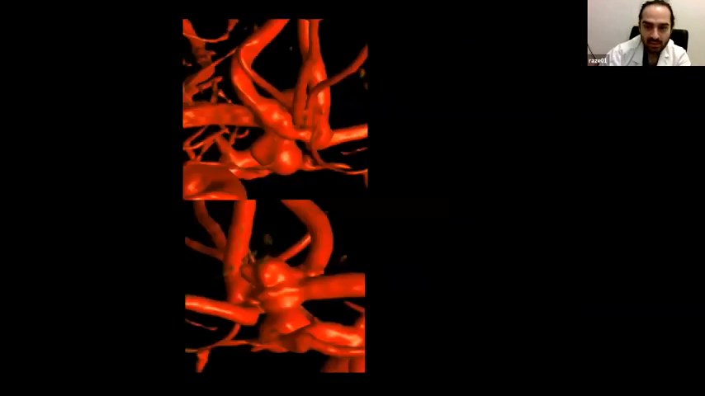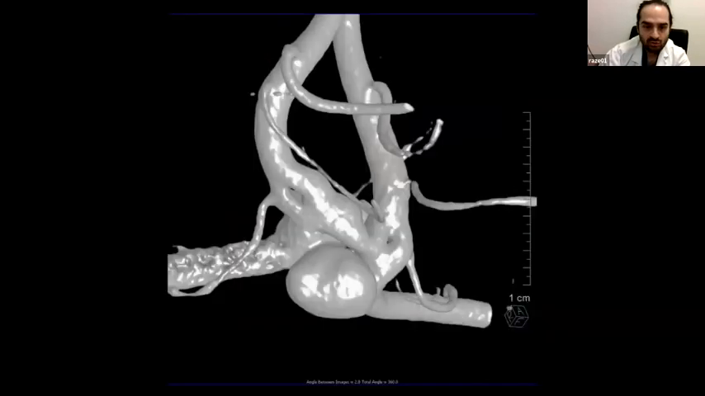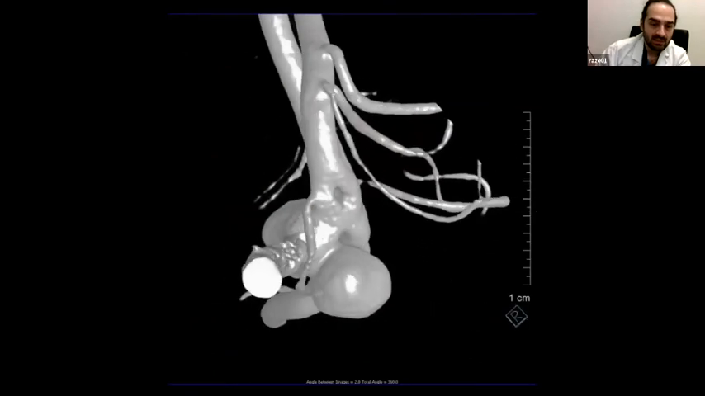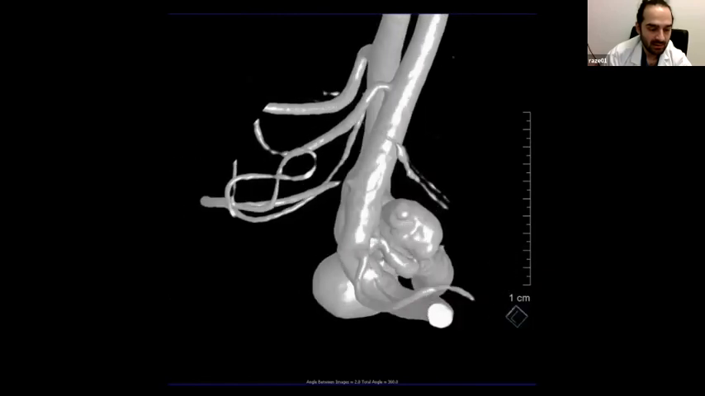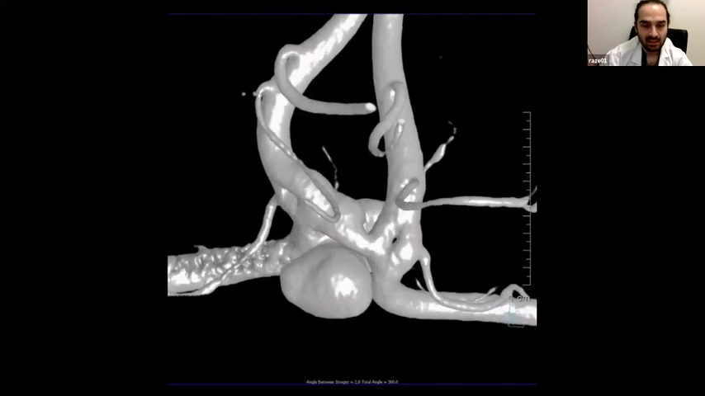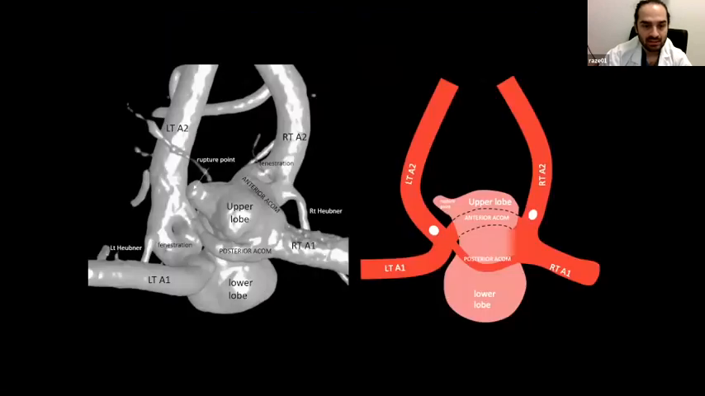Look at the difference between the resolution of the traditional 3D versus the resolution of the cone beam CT angiography with very good injection. And this is a rotated volume that shows that there is actually a fenestrated ACOM here and another fenestration here. And this is just a scheme of this particular aneurysm, very, very hard to understand otherwise.